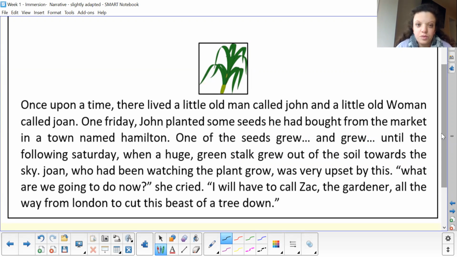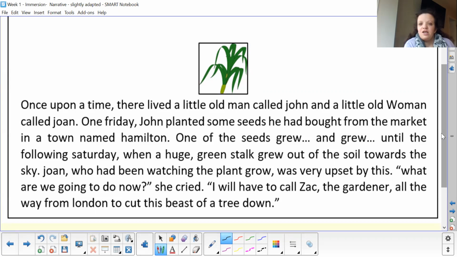So I'm going to read it to you and you are going to work out where the capital letters need to go. So once upon a time there lived a little old man called John and a little old woman called Joan. One Friday, John planted some seeds he had bought from the market in a town named Hamilton. One of the seeds grew and grew until the following Saturday, when a huge green stalk grew out of the soil towards the sky. Joan, who'd been watching the plant grow, was very upset about this. "What are we going to do now?" she cried. "I will have to call Zach, the gardener, all the way from London to cut this beast of a tree down."